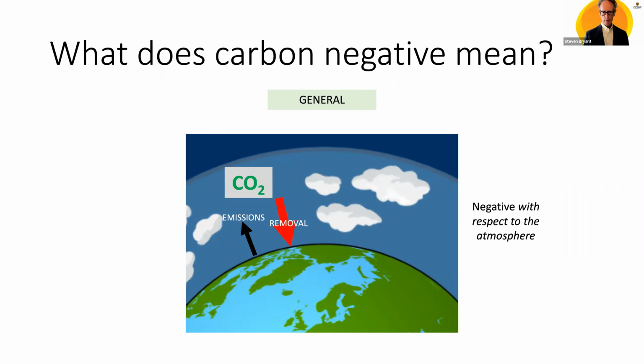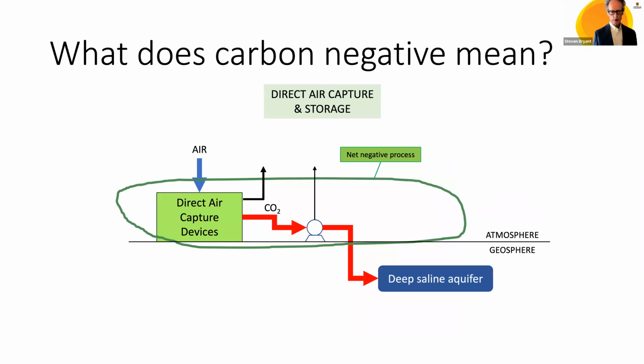Okay, so an example, direct air capture and storage. There's some machine, that green box on the left, which is pulling CO2 from the atmosphere, those red arrows. Running that machine may emit some CO2, that's that black arrow going up. We then compress that CO2 in order to store it in deep saline aquifers. And that process of compression and transport may also emit some CO2. The point is, with respect to the atmosphere, the amount of CO2, that red arrow being pulled out of the atmosphere, and in this case, being put into the geosphere, exceeds the sum of those black arrows. That's a carbon negative process.